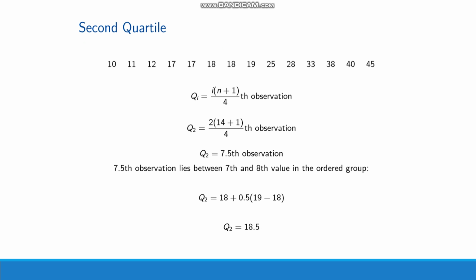The second quartile lies in the middle between the 7th and 8th observations. So we take the 7th observation value, it is 18, and add 2/4 of the difference between the 8th and the 7th values. This is how we define the second quartile value.